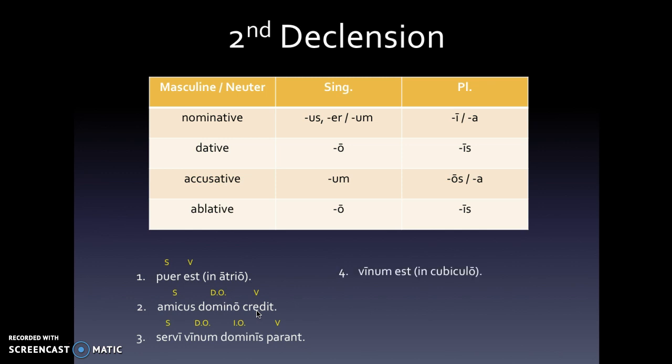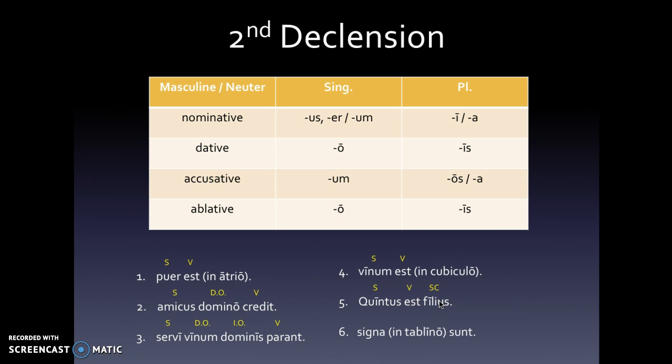Vinum est in cubiculo. The wine is in the bedroom. Quintus est filius. Quintus is the son. Here is an example of a nominative functioning as a subject complement. It is completing the idea of the subject over here. Est is just a linking verb. Think of this as an equals sign. So we have a nominative singular masculine, nominative singular masculine.